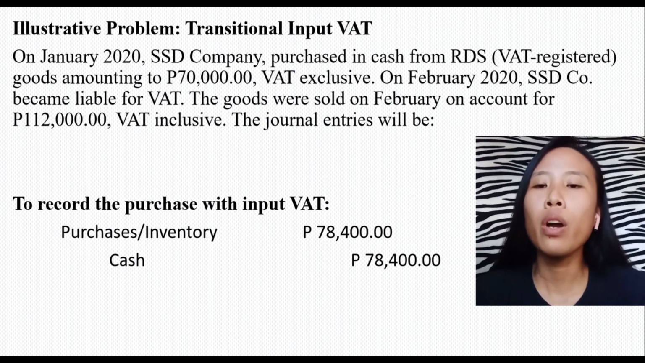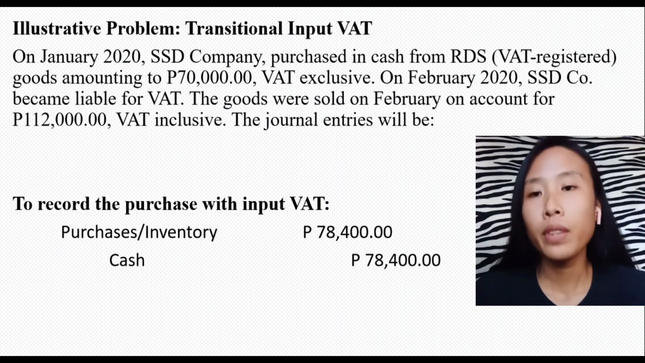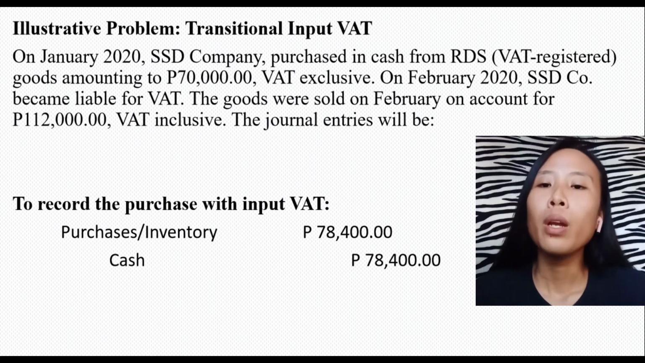Now let's go to our second problem, which is on transitional input VAT. In January 2020, the company purchased in cash from another company, which is VAT registered, goods amounting to 70,000 VAT exclusive. Now, in February, the company became liable for VAT. The goods were sold in February on account for 112,000 VAT inclusive.